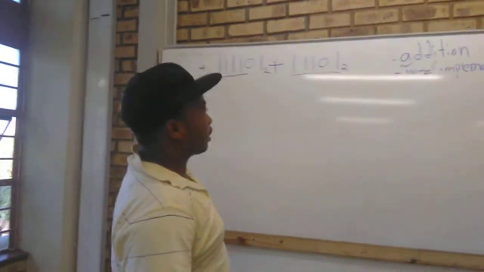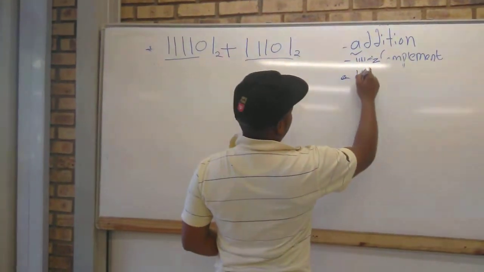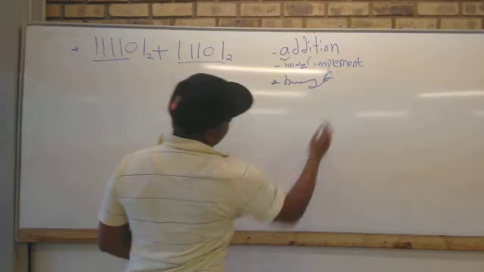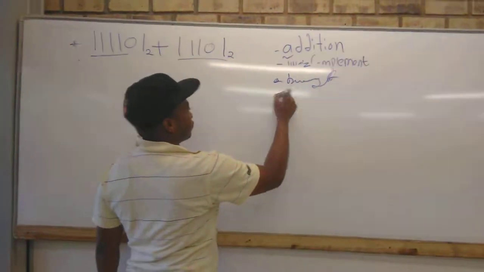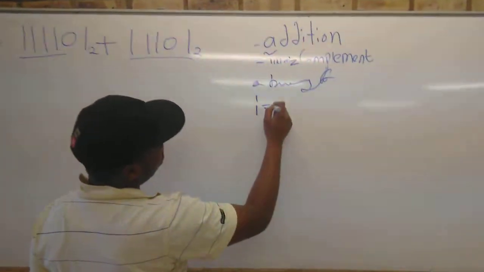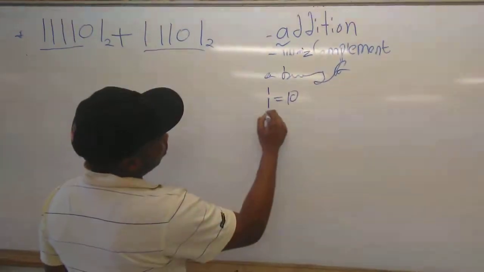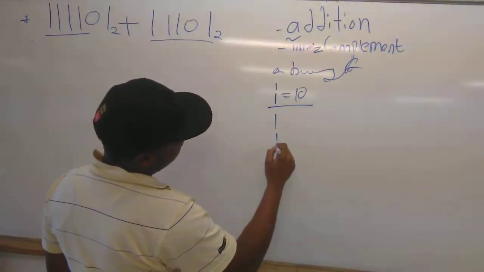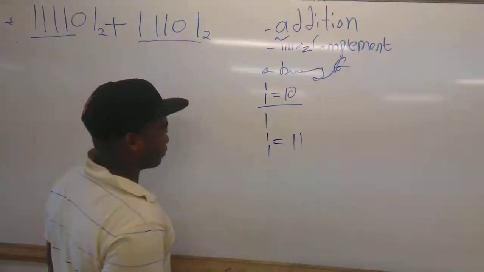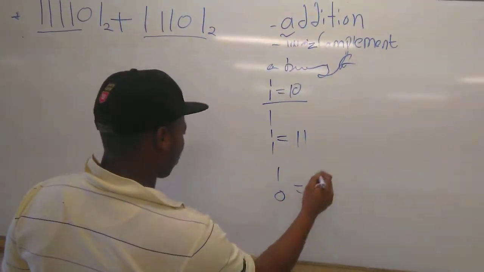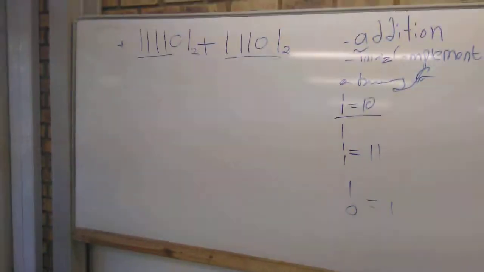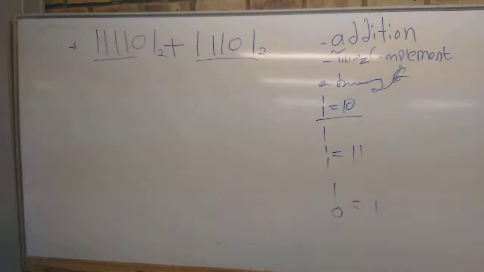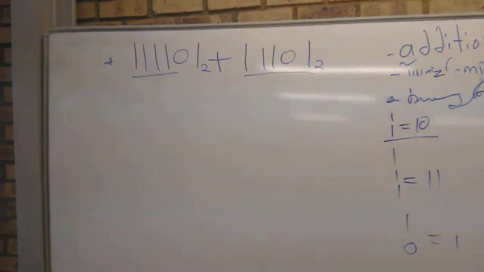Basically, before we can start, you must know some rules in binary addition. The first one is that 1 plus 1 is equal to 10, 1 plus 1 plus 1 is equal to 11, and 0 plus 1 is equal to 1. When you know those, you can solve it as easily as possible.